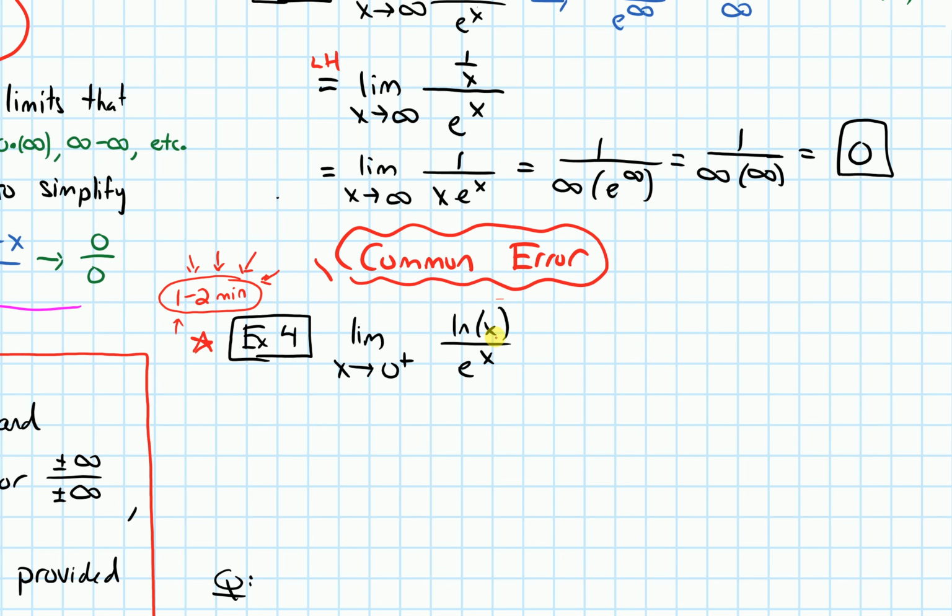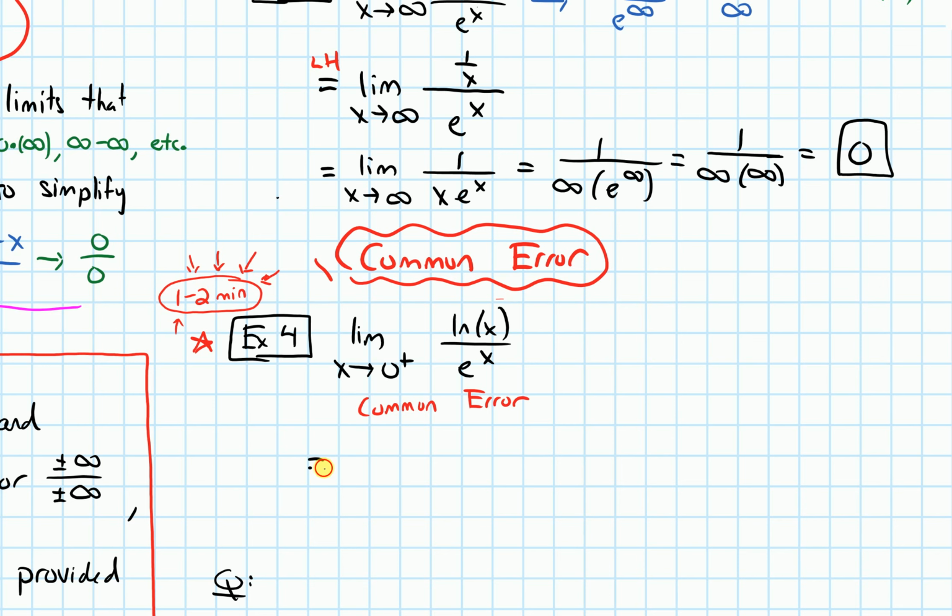Alright, so hopefully you've done that. Hopefully you've paused the video and tried this for a minute or two. Let's go ahead and talk about it together now. So I want to mention what this common error is, and then we'll talk about what's wrong with it, and then what's the correct way to do it. So here is the common error.